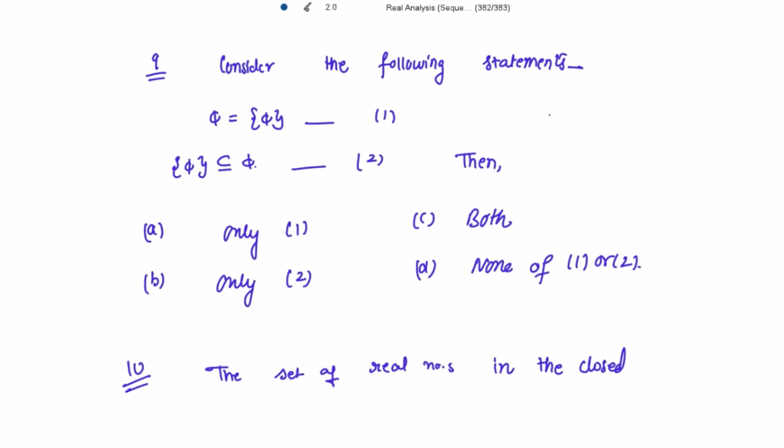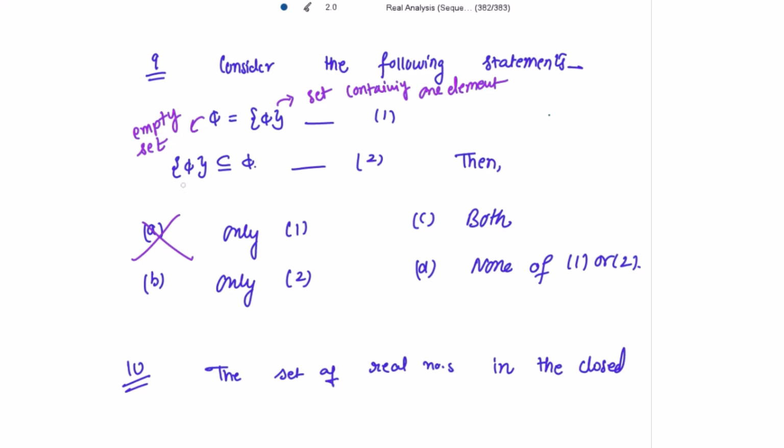Next, consider the following statements and tick the correct option. Phi equal to the singleton set. Can this be possible? What is phi? It is an empty set. Yes, it is an empty set having no element. What is a singleton set? It is a set containing one element. Right? So can an empty set be equal to a set containing one element? Can the first equation be represented like this? No. So option A, only 1? No, it is not right.